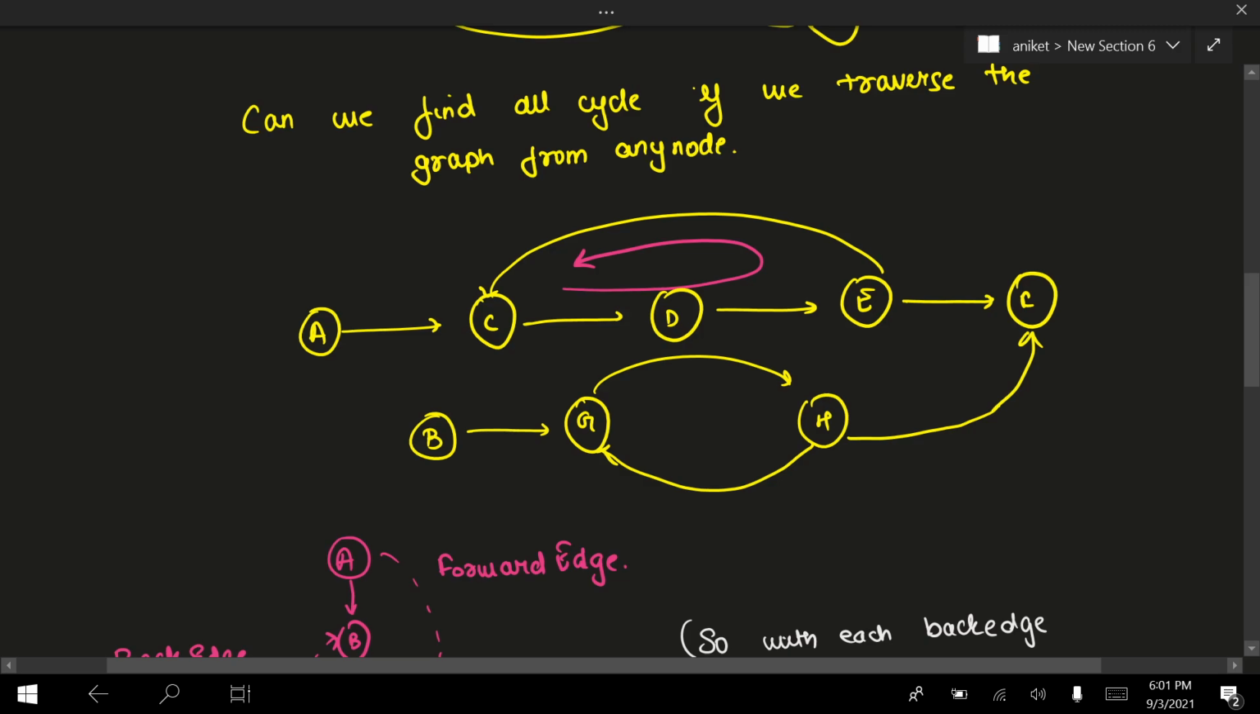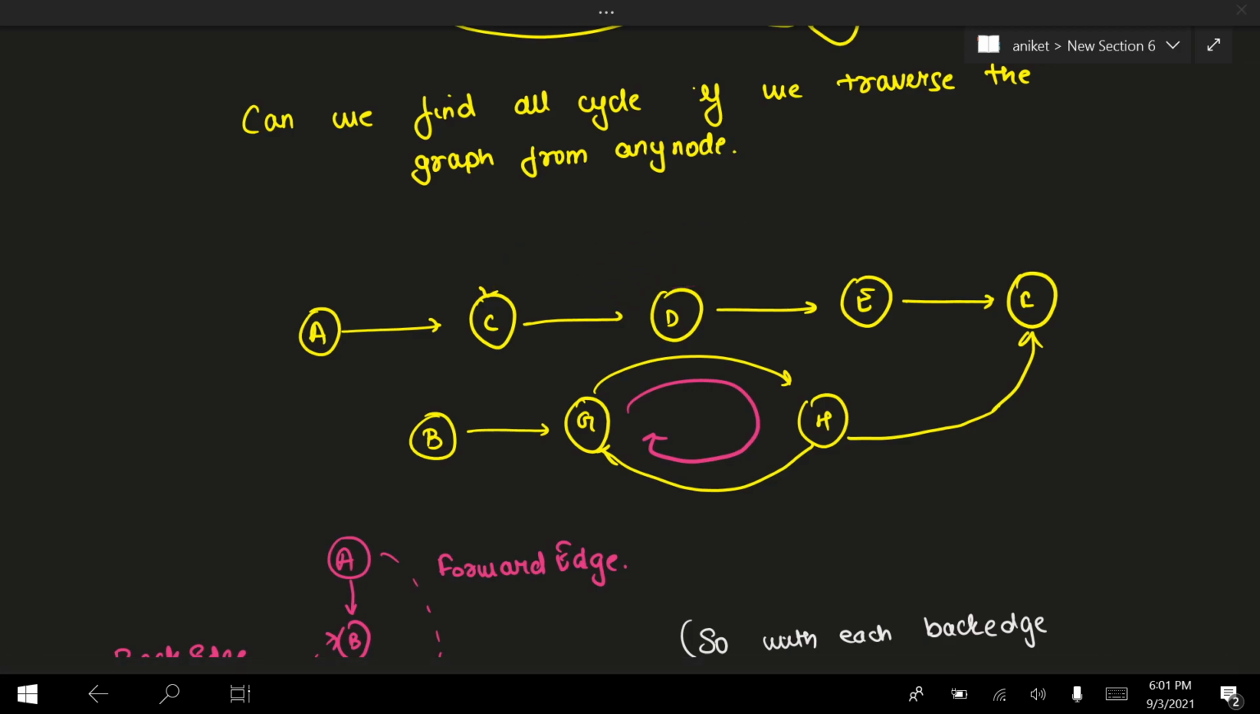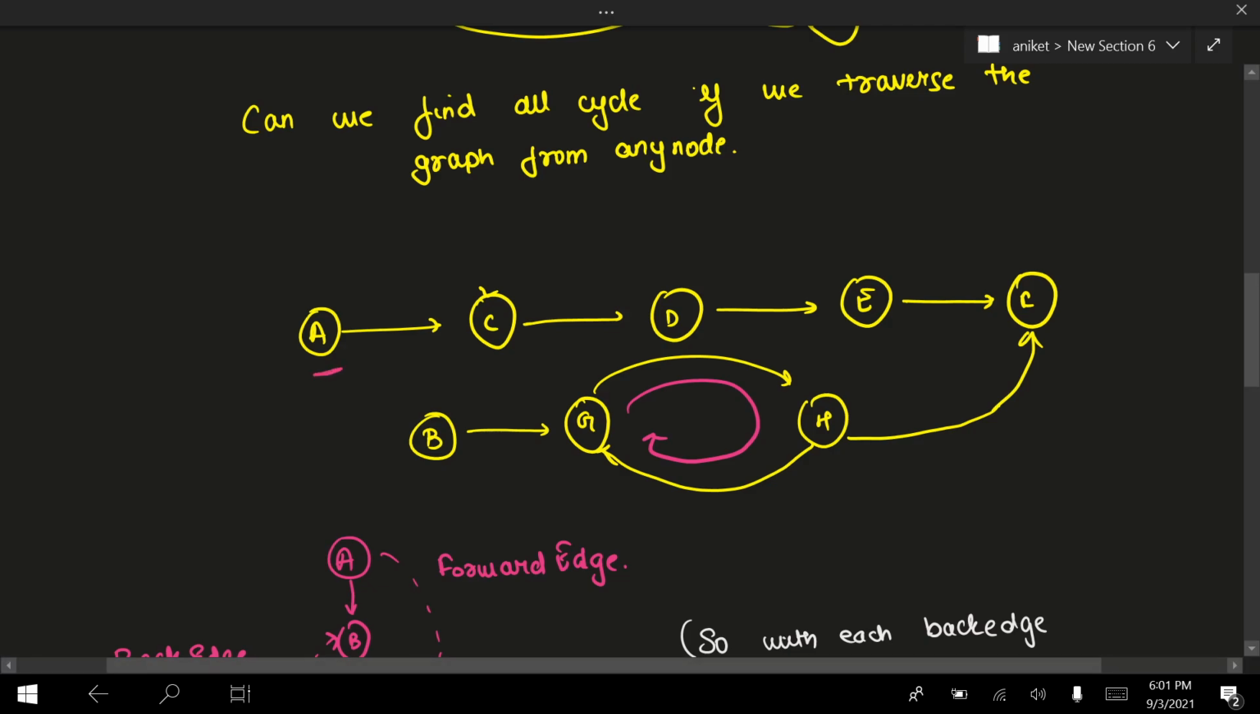That's pretty good. But there may exist another cycle, and what is a cycle? You can clearly see it's from G to H. So there is a cycle over here. Now let's imagine the cycle was not there, and let's say that you have applied a DFS algorithm over here. So we start with A, C, D, E, and F.